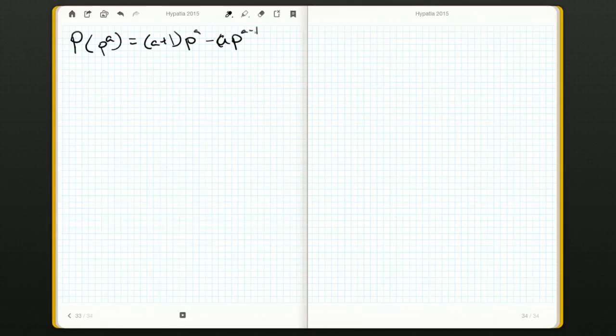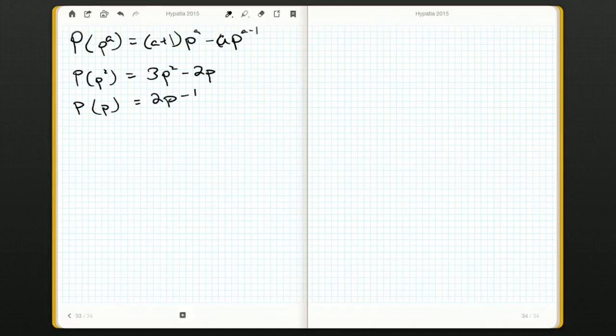How does this track with what we already knew? Well, we already knew P of p squared was 3, that's 2 plus 1, p squared minus 2p. And we already knew that for a single prime, it's going to be 2p minus 1. These are formulas we already worked out in B.